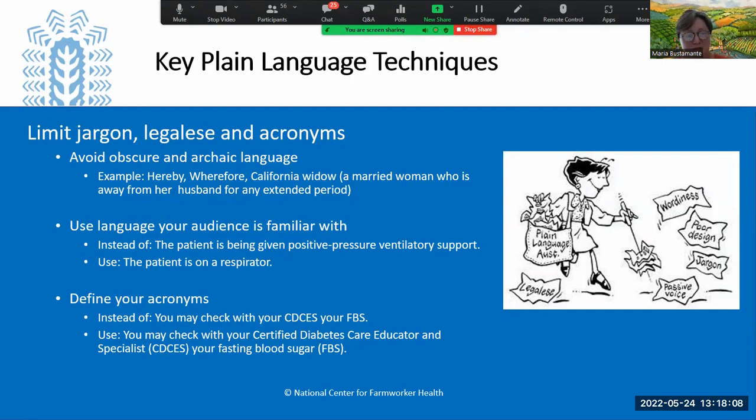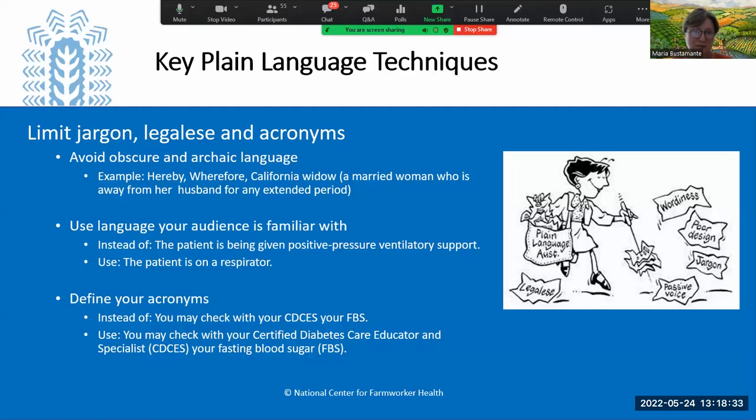Use language your audience is familiar with. Here we have an example: the patient is being given positive pressure ventilatory support. I didn't know that was a respirator. So avoid using long, unfamiliar words.